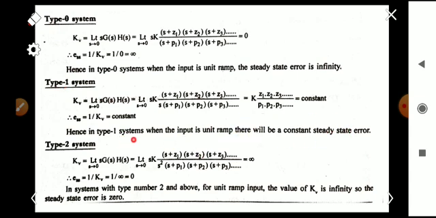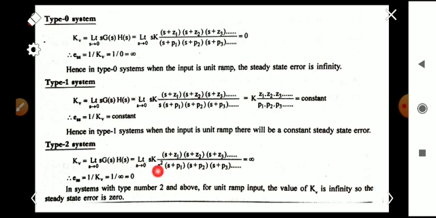Okay, that we have already learned in the previous slides. And we are still checking for a type 2 system. What will happen if we are applying a ramp signal to a type 2? For making it a type 2, we have to add an S square in the denominator part. All of the terms are the same, so S and S will be cancelled, and one S will remain here.